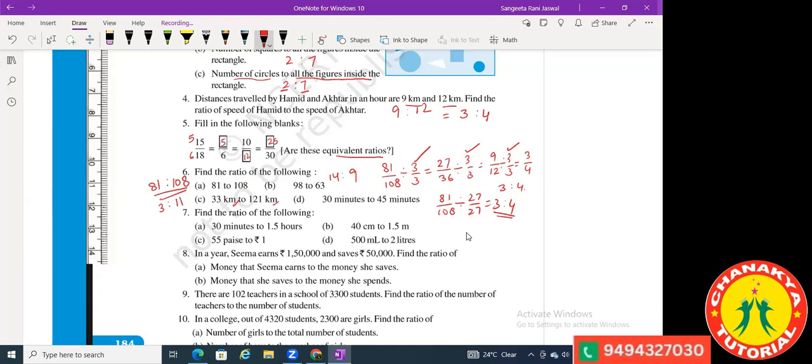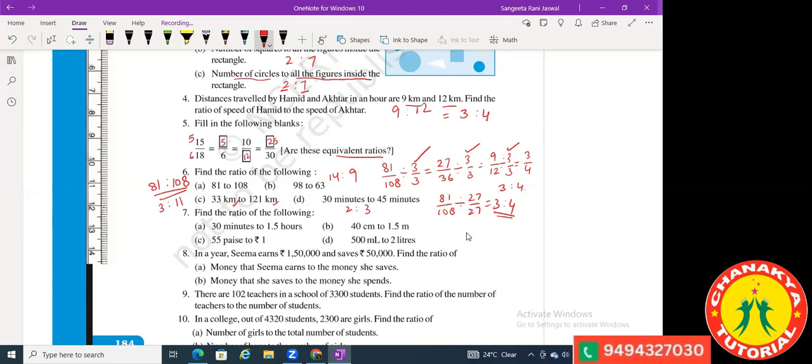You have done it by 15. 15 twos are 30. Yes, ma'am. 15 threes are 45. Okay, 2 is to 3. Even if you do it with 5 first, whatever answer you get, you again divide by 3. It's a long method. So until you get your lowest form, keep on dividing.